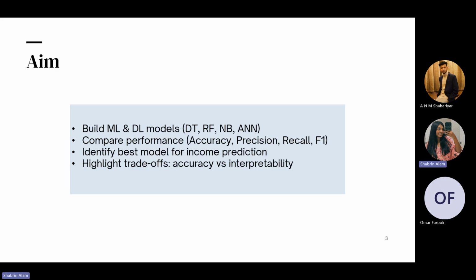Moving on, the aim is first to build and implement several ML and DL models, including decision tree, random forest, and naive Bayes, and secondly, to compare their performance using evaluation metrics like accuracy, precision, recall, F1 score, and ROC AUC. Thirdly, to identify which model performs best for income prediction. And finally, to discuss the trade-offs between accuracy, interpretability, and speed.